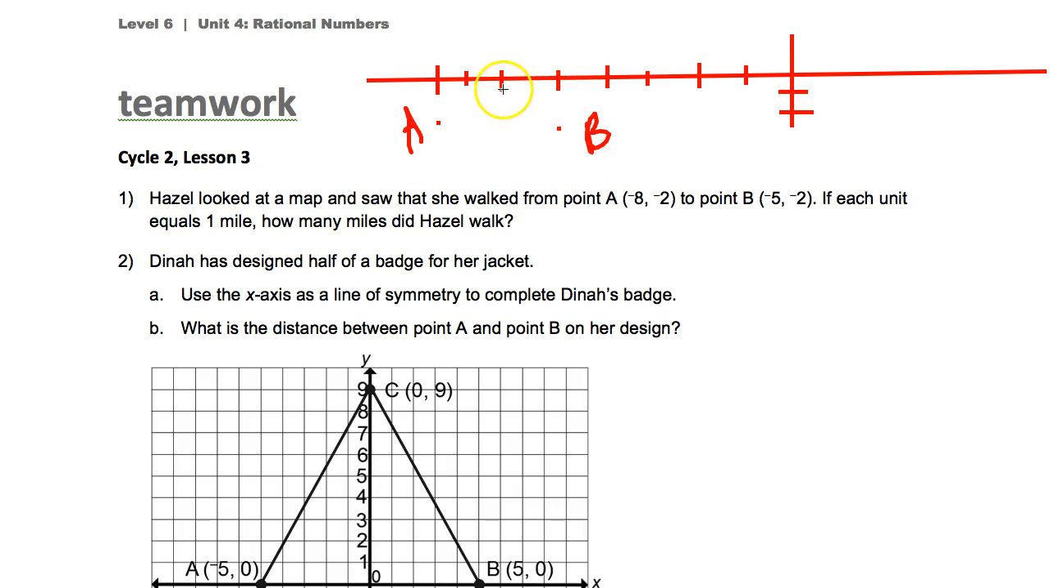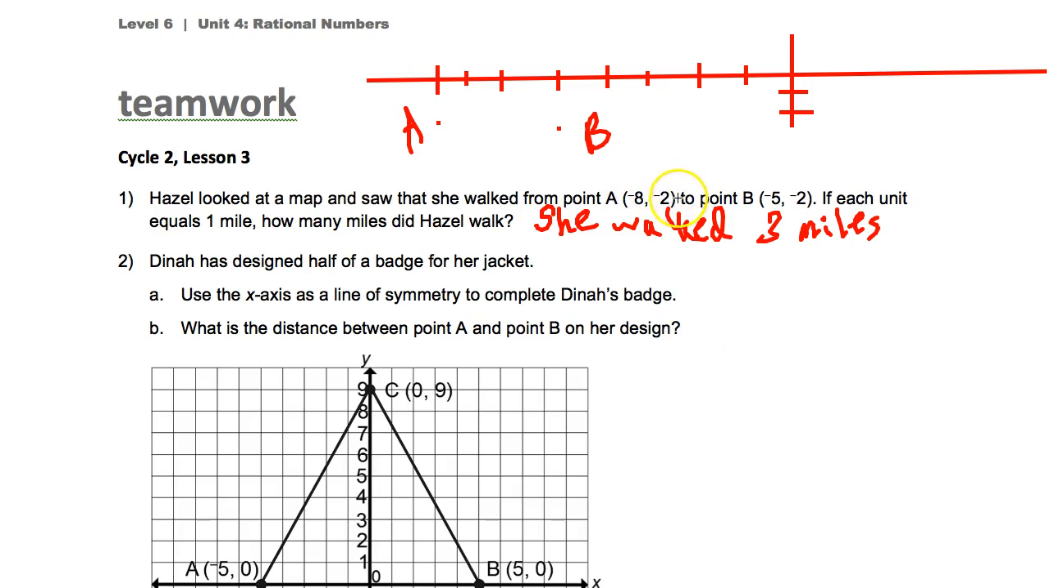I can see that there are actually 1, 2, 3. That A is 3 units away from B, and 3 units would be equal to 3 miles because each unit equals 1 mile. So we could say, how many miles did Hazel walk? I could say that she walked 3 miles.